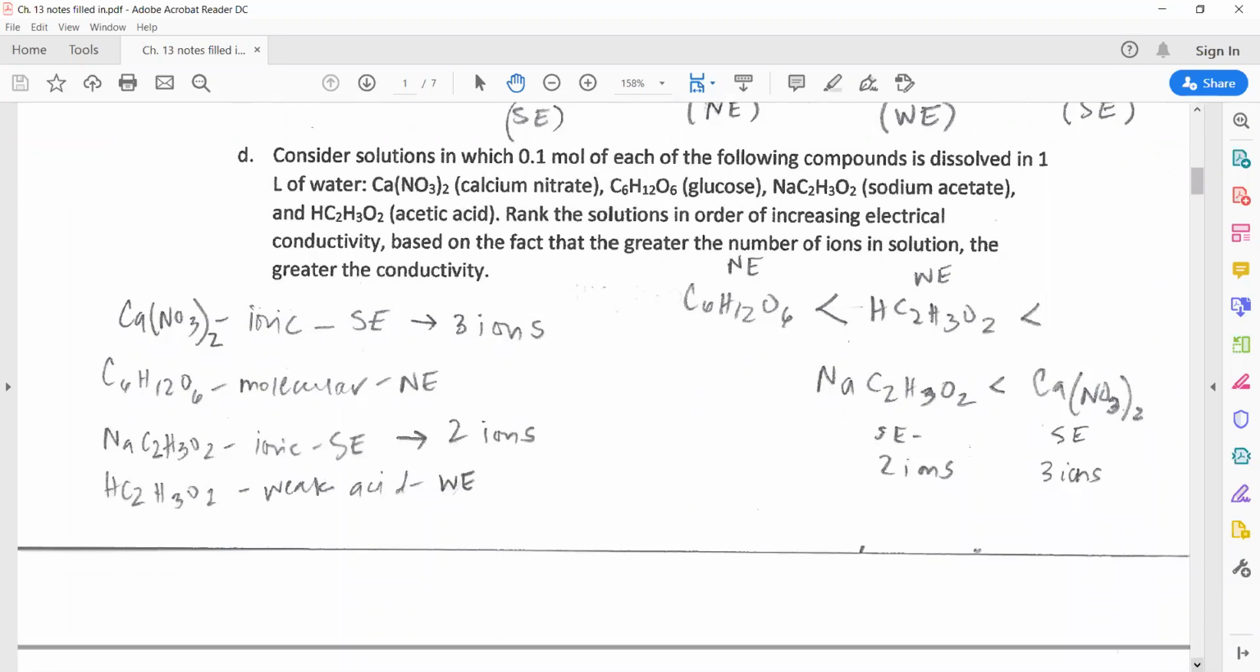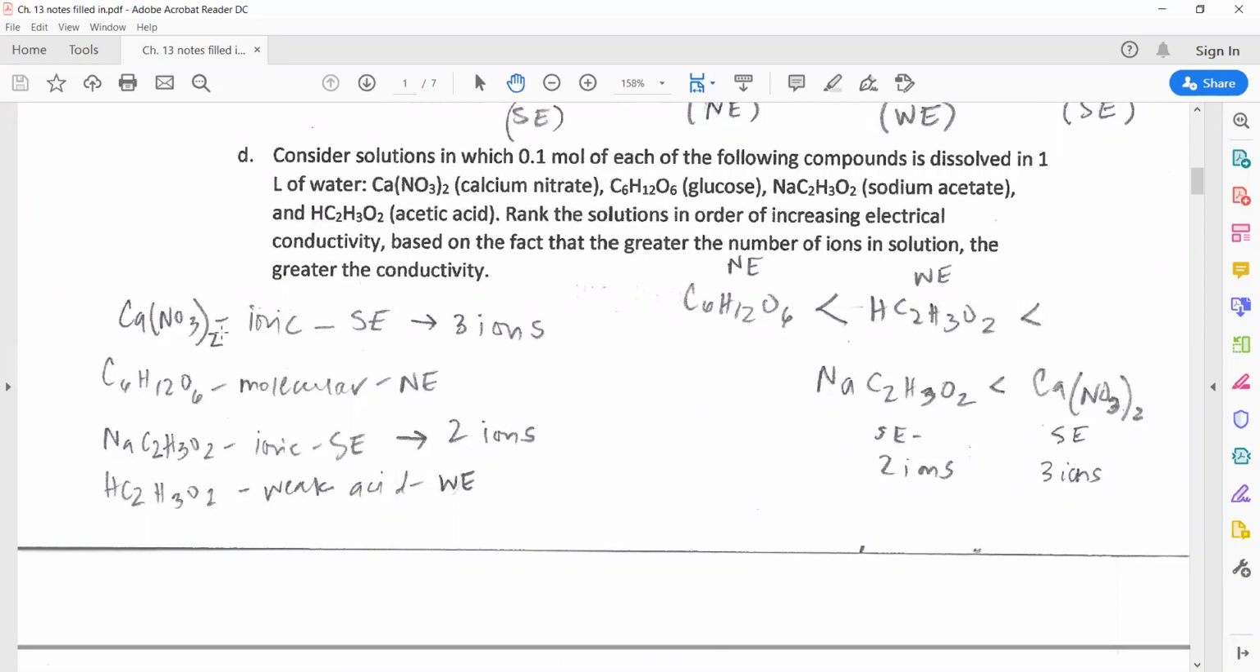Here's another example. Here we've got 0.1 moles of each of the following compounds dissolved in 1 liter of water. So we have the same amount of each of these in water. What we want to check and see is, are they strong, weak, or non-electrolytes? And then we're going to rank them in order of increasing electrical conductivity. And it tells us that the greater the number of ions, the greater the conductivity. So first, let's just categorize them.